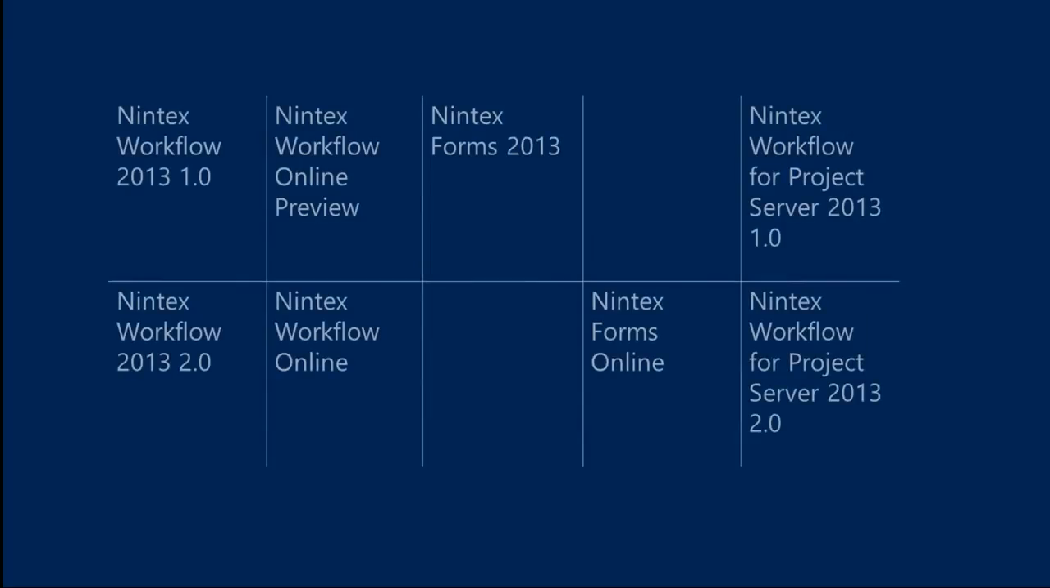In fact, let me explain exactly what's coming and exactly how it's coming. This is a chart of what we've got. Allow me to explain. What you've been seeing so far is Nintex Workflow 2013 version 1.0. This will go on sale next month. Nintex Workflow 2013 version 2.0 will come along in the first half of next year. I'll talk about the differences in just a few moments.